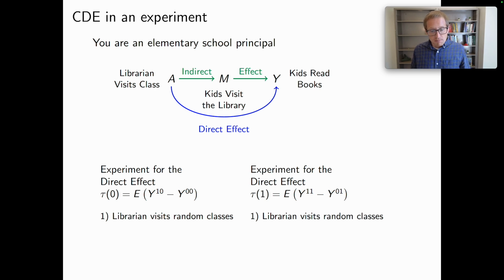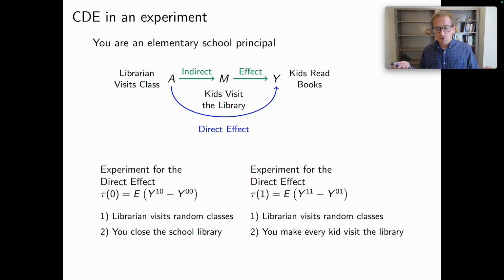So in both of these settings, we might send the librarian to visit random classes. Then we could adopt two different interventions on the mediator. So in the left one that I just described, you close the school library. By an intervention, you prevent any kids from visiting the library. Now on the right, we're interested in a different direct effect. What happens if you send the librarian to visit the class, but you somehow make every kid visit the library? Well, we can imagine that in a hypothetical intervention too. You could hypothetically imagine as the principal that you randomize sending the librarian to classes, but then for all the kids, you make them all visit the school library. In either case, you then could measure the outcome.